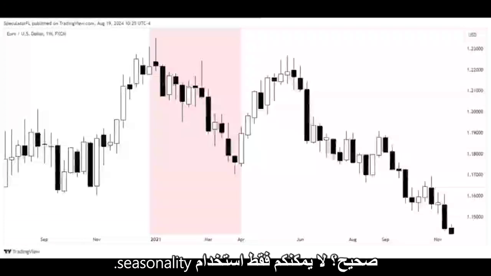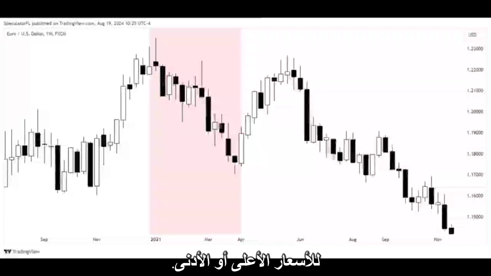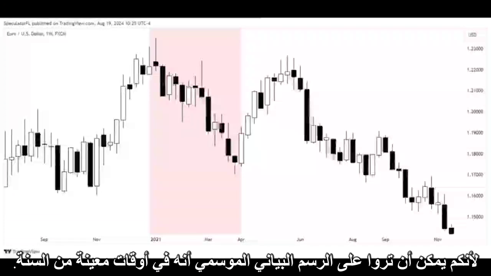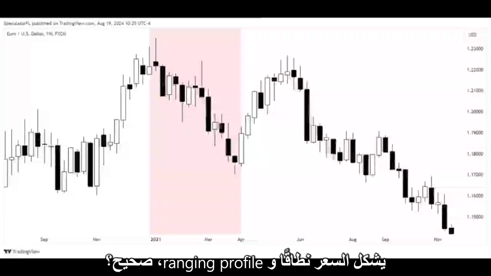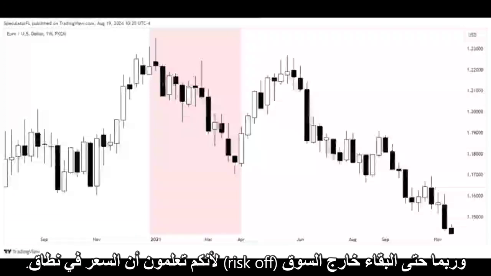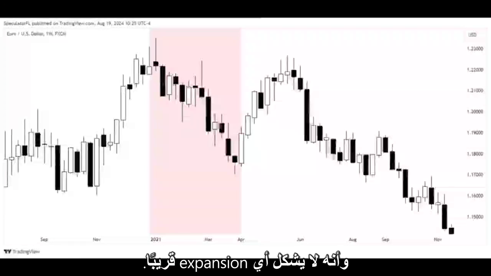You can not only use seasonality for higher or lower prices, but also you can use it as a filter as well, because you can see on the seasonal chart that certain times of the year price forms a range and a ranging profile, right? So you could use that data to be more cautious around price during that particular time of the year, and maybe even stay risk off because you know the price is ranging and it's not forming any expansion anytime soon, so you could take a break there, right?